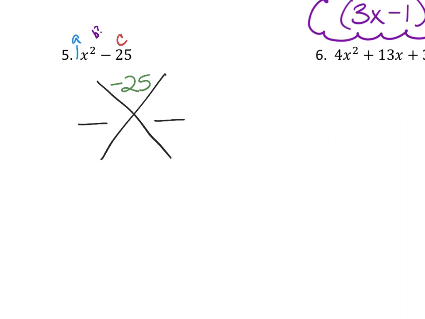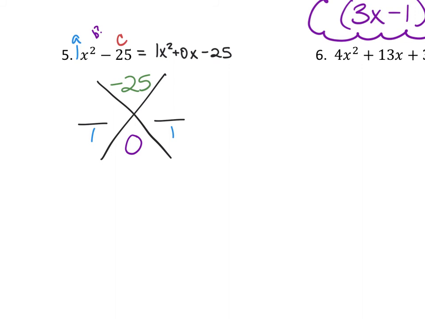So this equation is missing a term. It's really like 1x squared plus something minus 25. My friends, that something is a 0x because there are no x's. So if your middle term is missing, it's a 0.